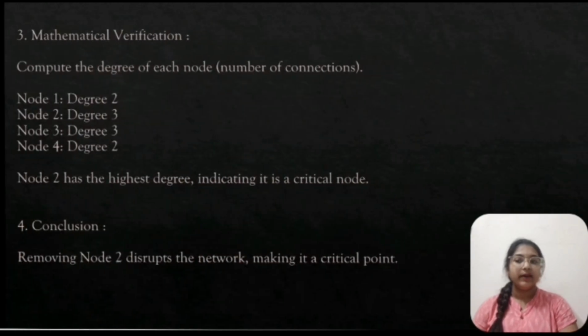Next step is mathematical verification. We have to compute the degree of each node, that is the number of connections. Node 1 has degree 2, node 2 has 3, node 3 has 3, and node 4 has 2. So the highest degree is of node 2, that is 3, which indicates it is a critical node. So next is the conclusion. Removing node 2 disrupts the network, making it a critical point.